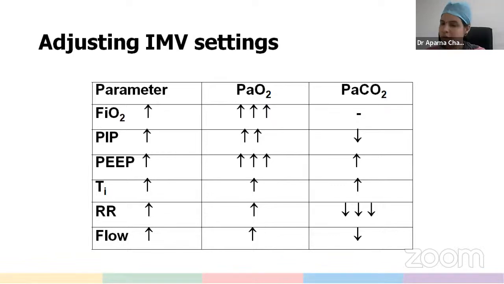Now increasing respiratory rate, provided the I time is constant, will also improve oxygenation. So increasing respiratory rate with constant I time increases MAP and increases oxygenation. Definitely increasing respiratory rate will lower the carbon dioxide level, or it makes CO2 elimination better. Flow, again, generally by increasing flow, we will be able to achieve higher mean airway pressure because we will be achieving the rise to PIP in a shorter time and hence the oxygenation becomes better. Increasing flow may lead to CO2 retention also because of air trapping.